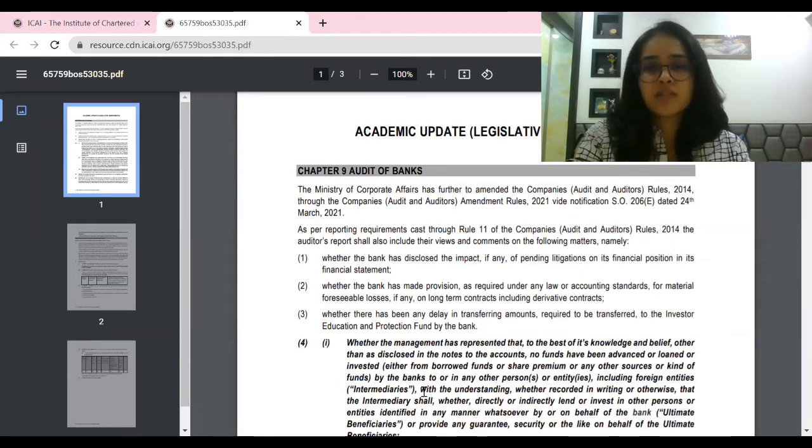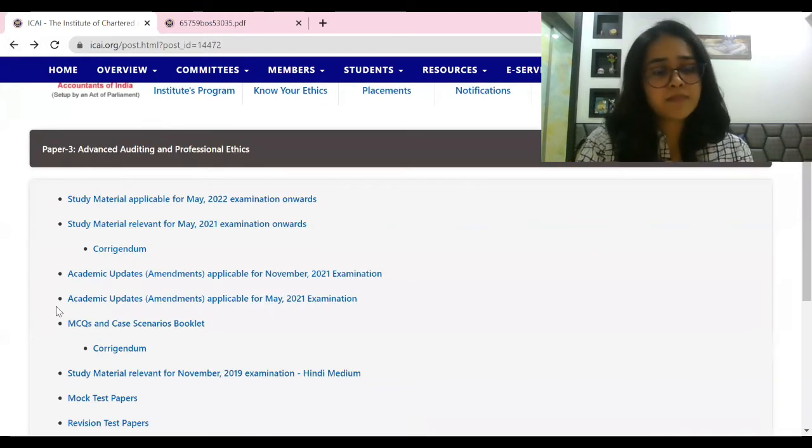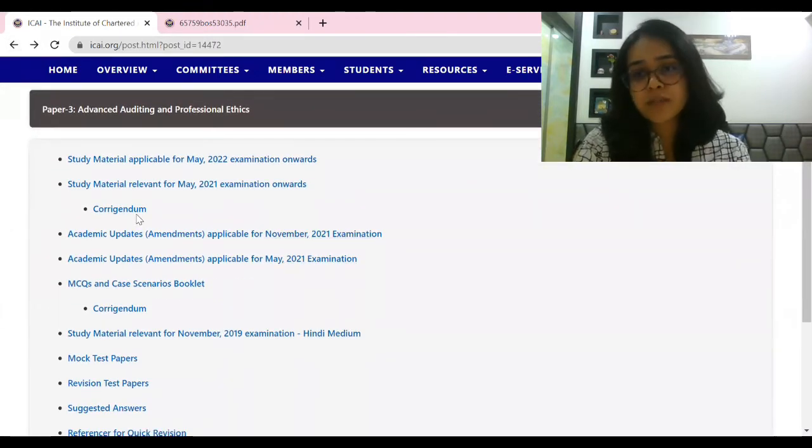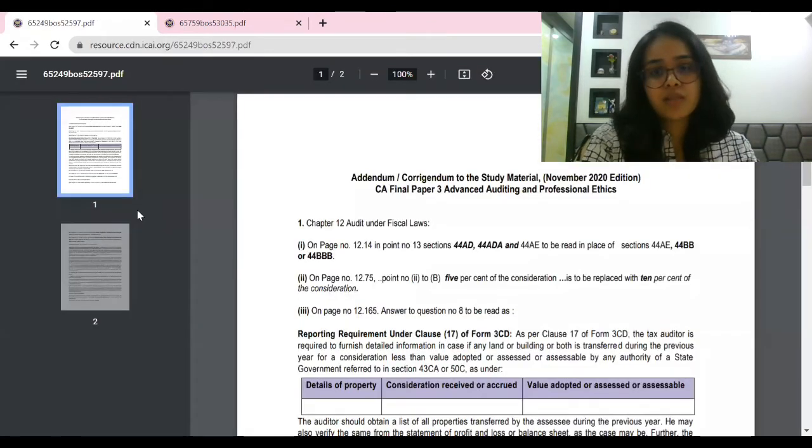Generally, these are updated in your latest study material, but it is always prudent to have a look at these updates in case anything is missed out. So that was about academic updates. The other part is corrigendums. Even after you have purchased the latest ICAI material, it is possible that some errors come to light later on, and ICAI tries to correct them by issuing a corrigendum. So make sure that you check this page frequently for corrigendums like these.